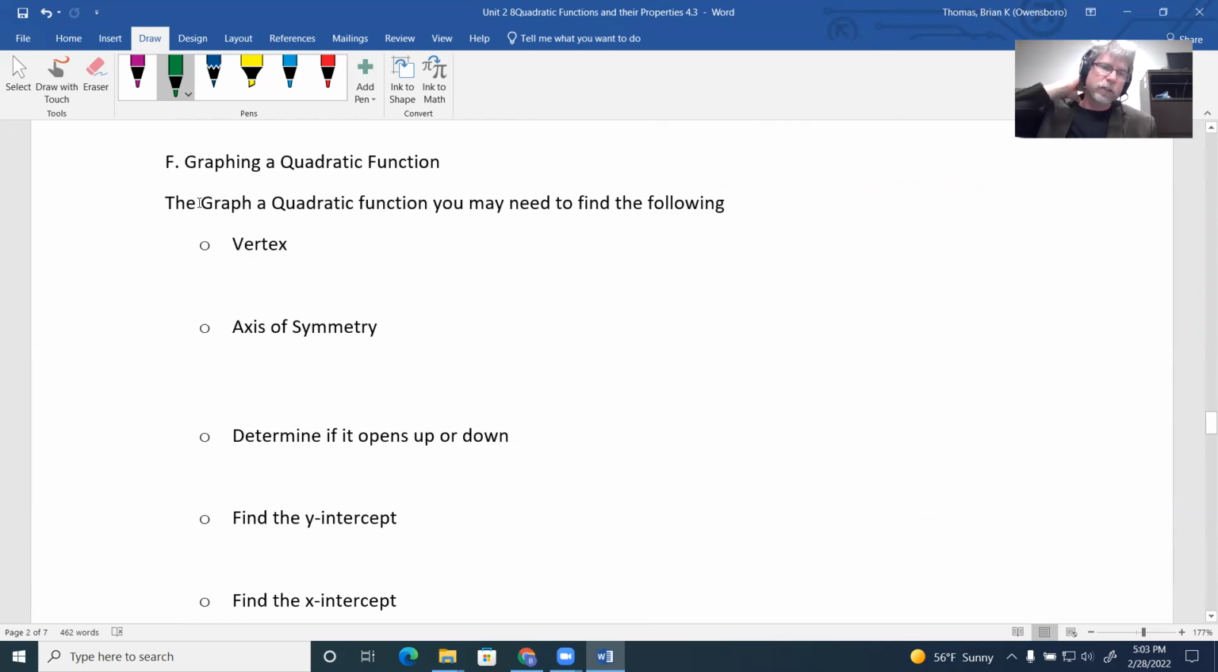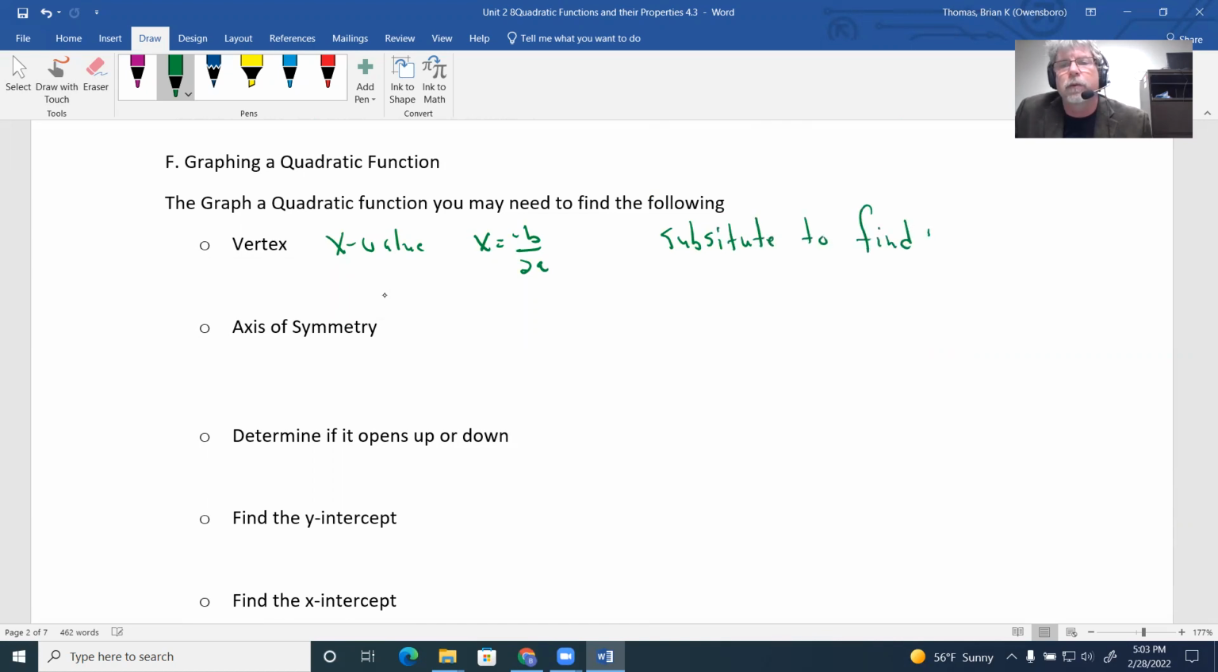So in graphing a quadratic function, we may be asked to do several things. We may be asked to find the vertex and the axis of symmetry. Remember, the x value of the vertex is found by using x equals -b over 2a, but we still have to substitute to find y. And remember, the vertex is an ordered pair: x value, y value.